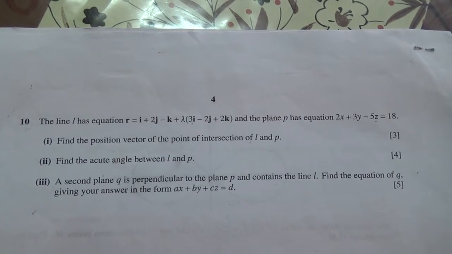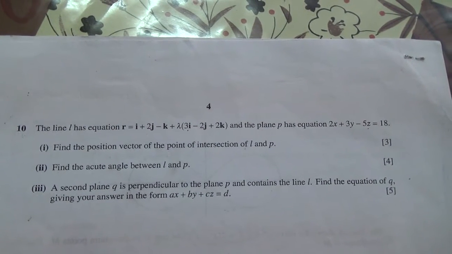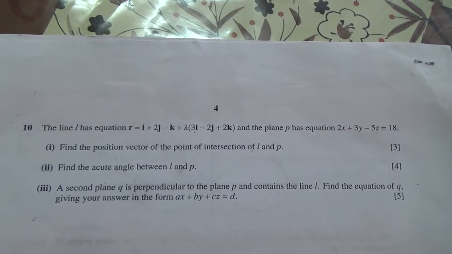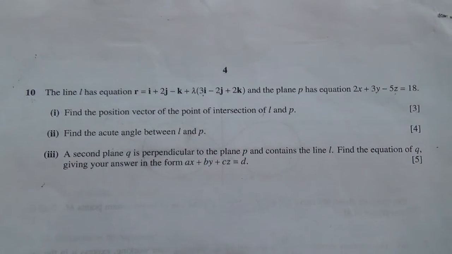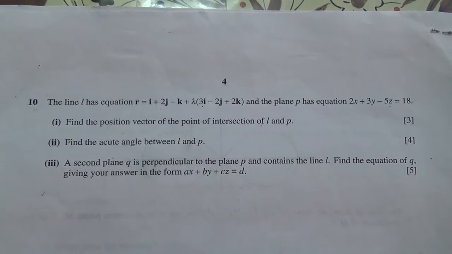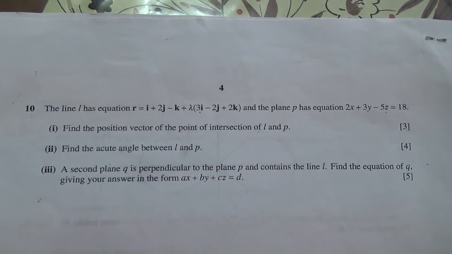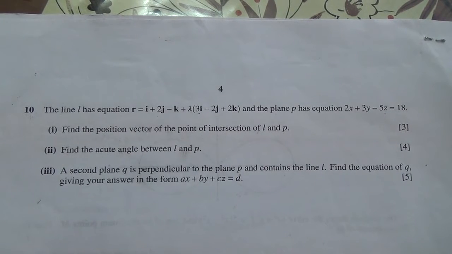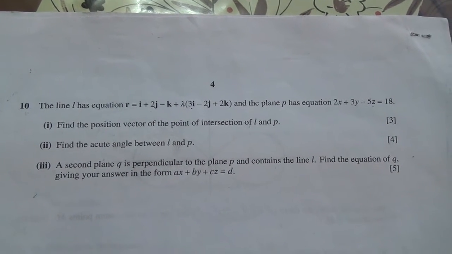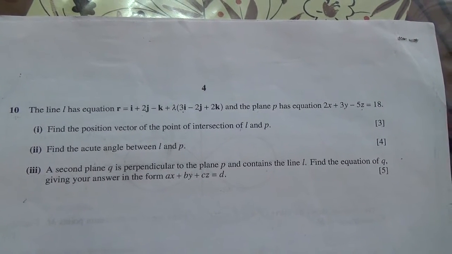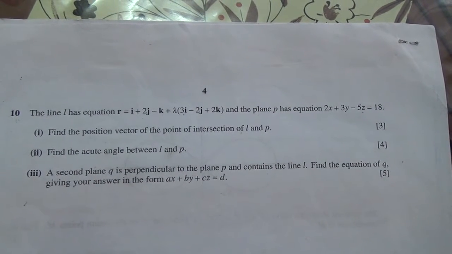Question number 10 taken from June 2014, Advanced Level Maths HSC P3. The line L has equation vector r is equal to i plus 2j minus k plus lambda (3i minus 2j plus 2k), and the plane P has equation 2x plus 3y minus 5z is equal to 18.